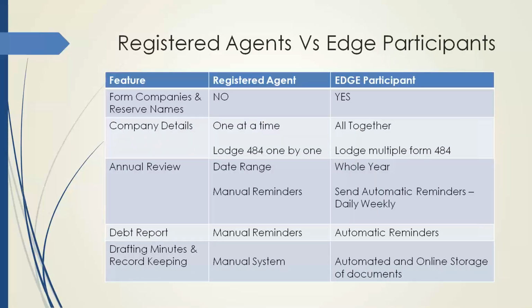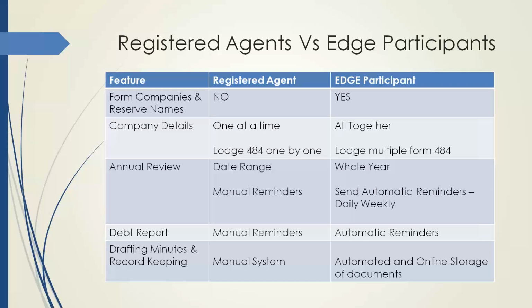Now, the basic difference between just a registered agent and an Edge participant is, if you look at the various features, can you lodge companies and reserve a name? As a registered agent, you can't, but as an Edge participant, you can. As far as the company details are concerned, you can only download one at a time, and you can lodge Form 484 one by one. But if you are an Edge participant and use a software, and many other softwares have this feature, you will be able to download all the company details at one time. And if there is any change, you can lodge multiple Form 484 to ASIC.